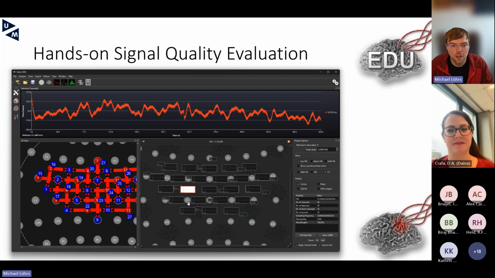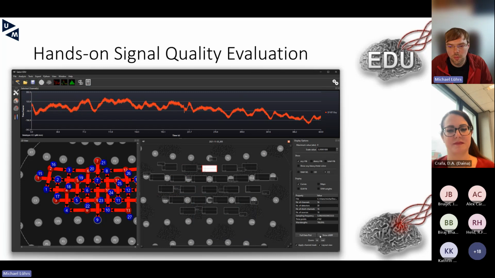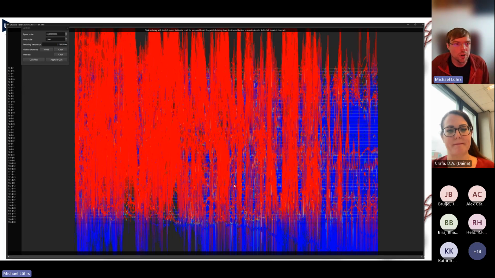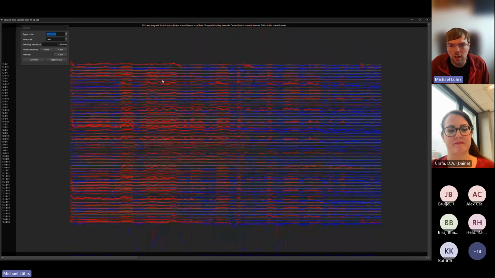So if I look here in different channels, you can see this artifact is there. And here the full data plot might give us an even nicer indicator, right? So you can nicely see here that this event was present throughout most of the channels. So you can assume that this is mainly an artifact that occurred in all of the channels.